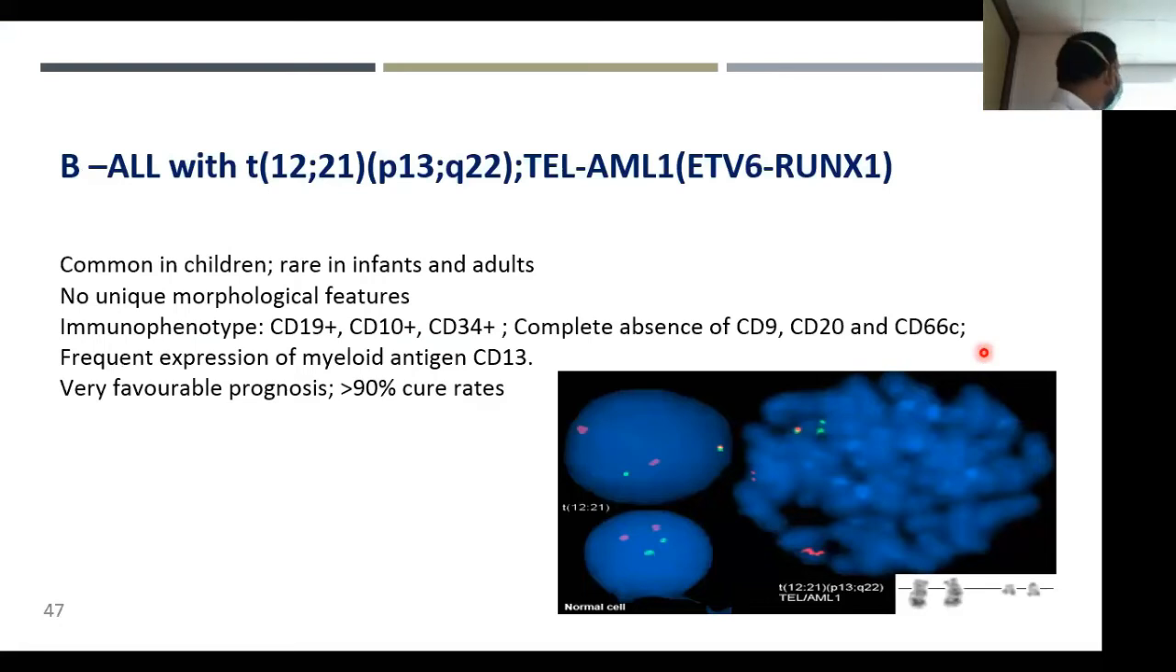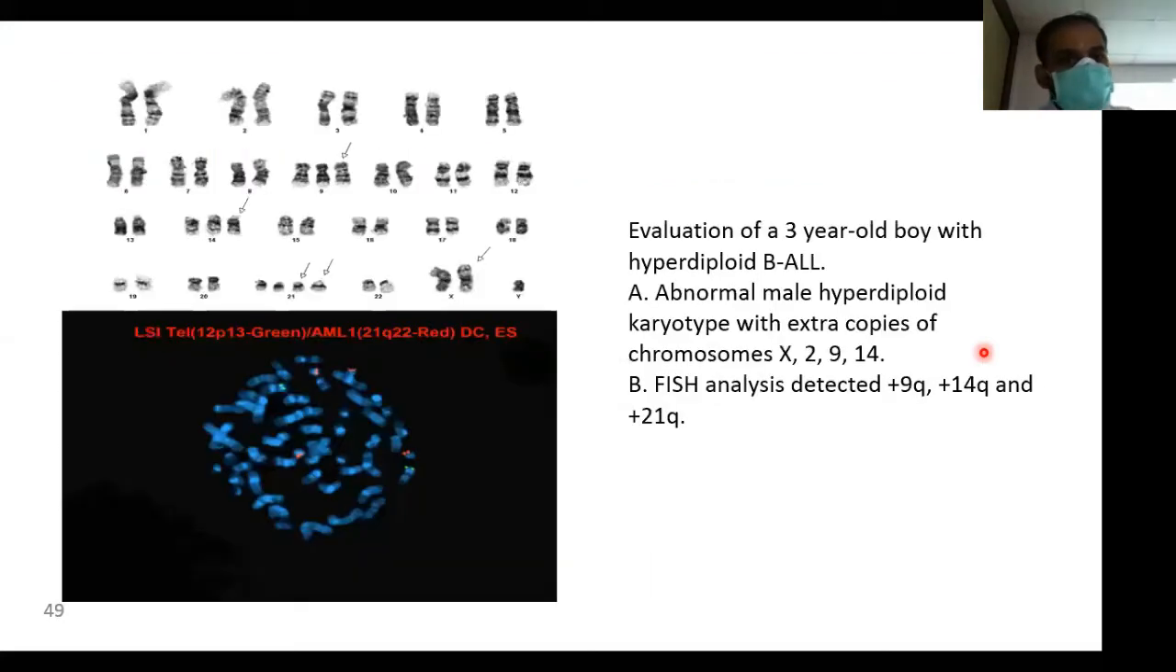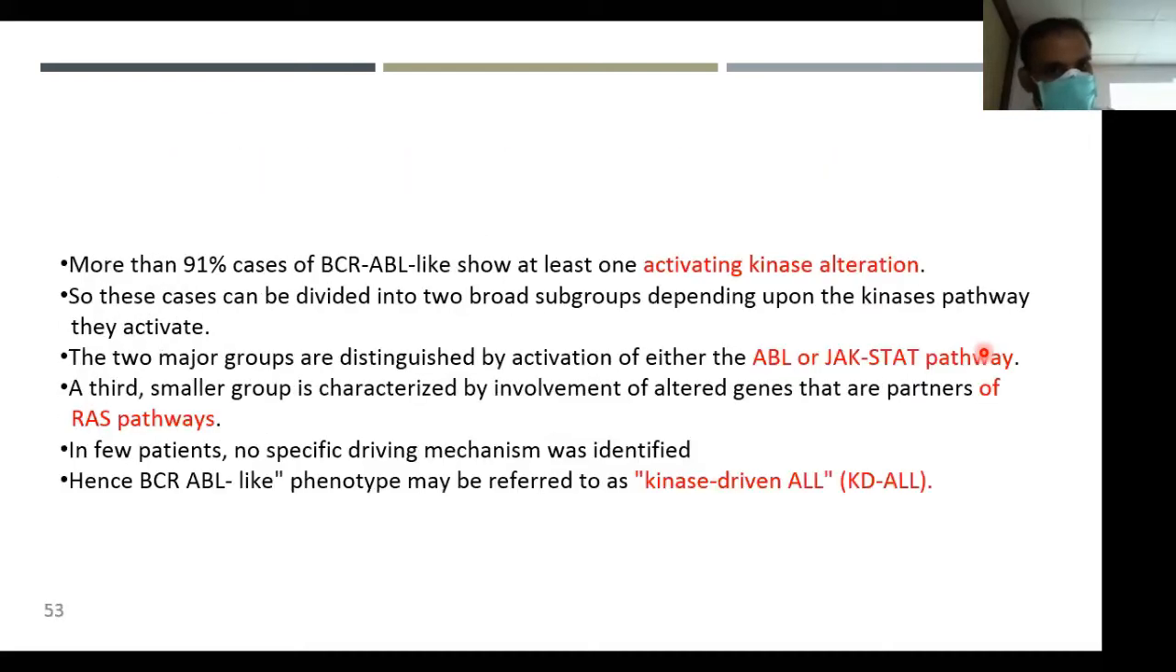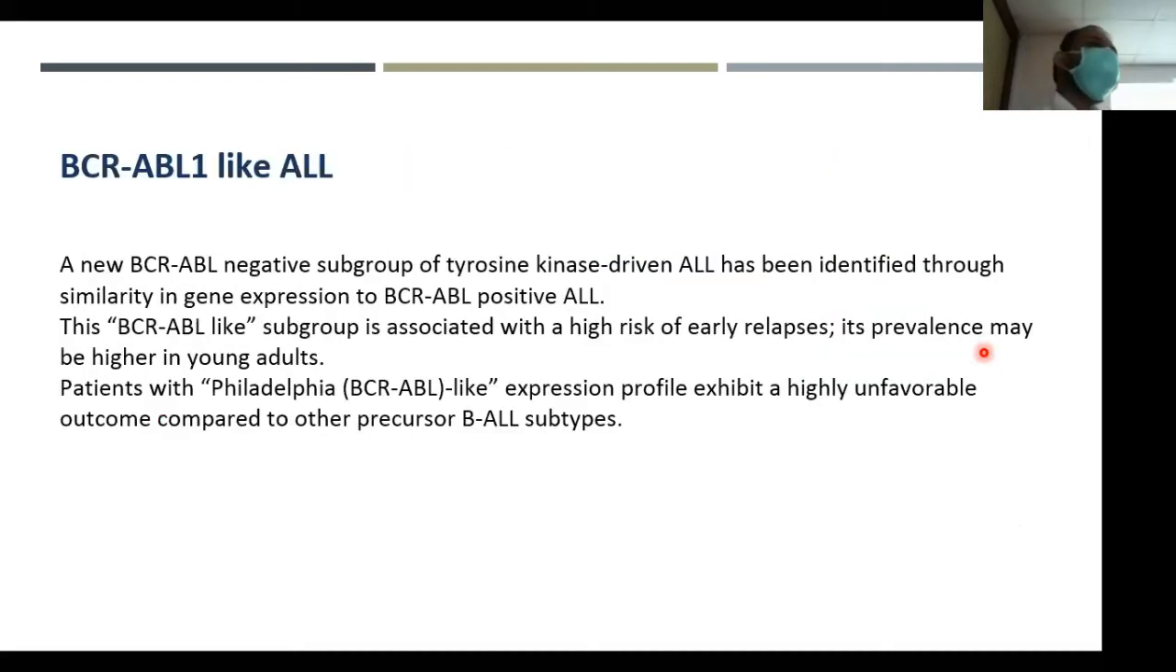Okay, and frequent expression of 13, which we can see more than 90% cure rate. Hyperdiploidy, more number of chromosomes. Hypodiploidy is less than 46. So all variants. Something called BCR-ABL like. These are newer things. They have the behavior of BCR-ABL but don't have t(9;22). Those have the gene expression profile.